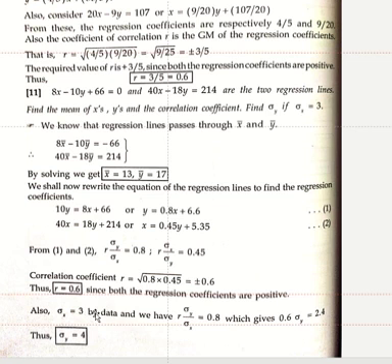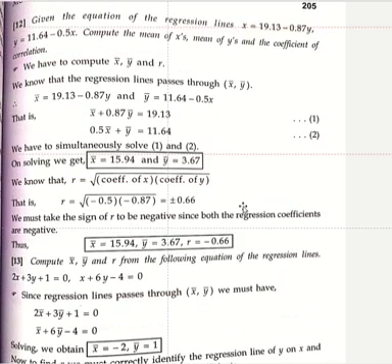Sigma x is 3. 0.8 into 3 is 2.4. Therefore 0.6 into sigma y is equal to 2.4. Therefore sigma y is equal to, cross multiplying, 2.4 divided by 0.6, which is 4. Therefore sigma y is equal to 4 when sigma x is equal to 3.